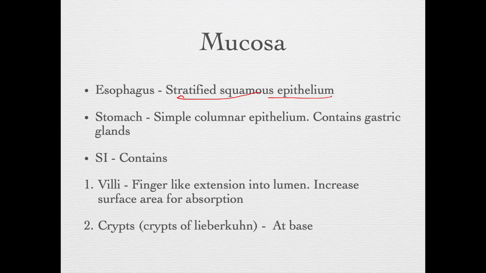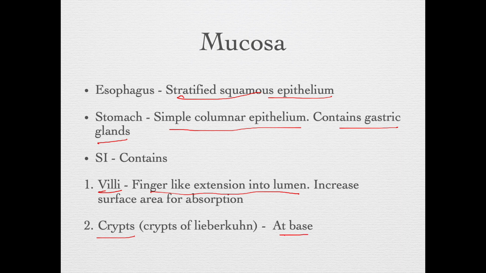The stomach mucosa is made of simple columnar epithelium, and they contain the gastric glands. The small intestinal mucosa is also made of simple columnar epithelium. It contains 2 special structures which differentiate it from the rest of the GI tract. The first structure is the villi, which is a finger-like extension into the lumen. The second is a crypt, which is present at the base.